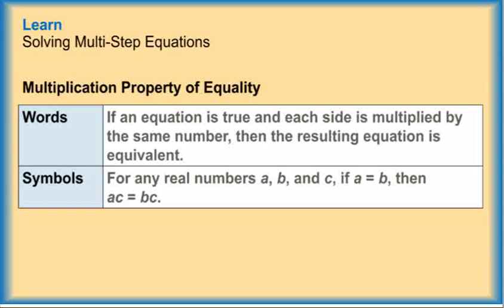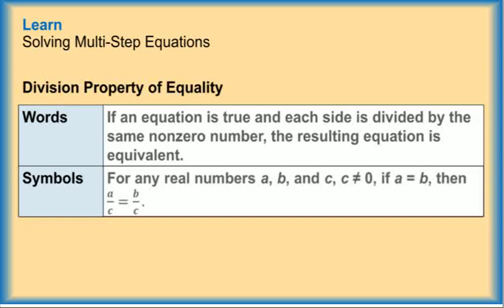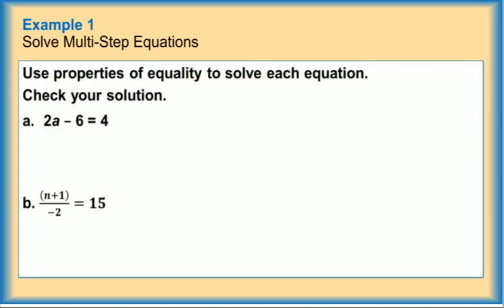And then the multiplication property of equality just means if A equals B, and I multiply both sides by C, they're still going to equal each other. And with division, whatever I divide on one side, I must divide on the other for it to remain equal, as long as they were equal from the very beginning. So our first question: use properties of equality to solve each equation, then check your solution. Our first one, 2a minus 6 equaling 4.